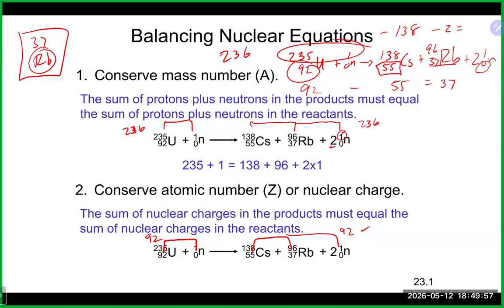Now, mind you, you could possibly have a particle missing. So if you do that and it doesn't really match anything on the periodic table in terms of the atomic number, it may be some type of particle, like an alpha particle, which might match, or a neutron or something of that nature.